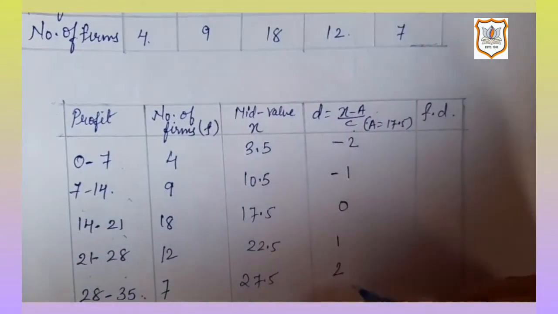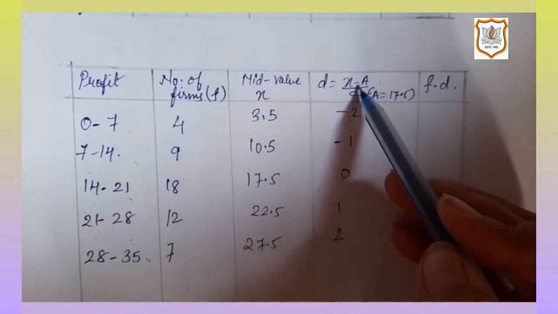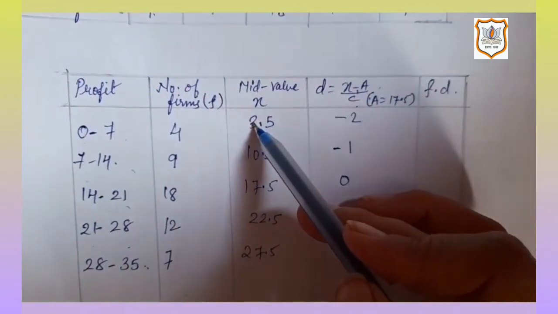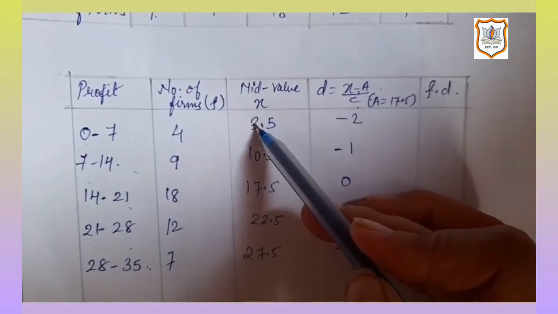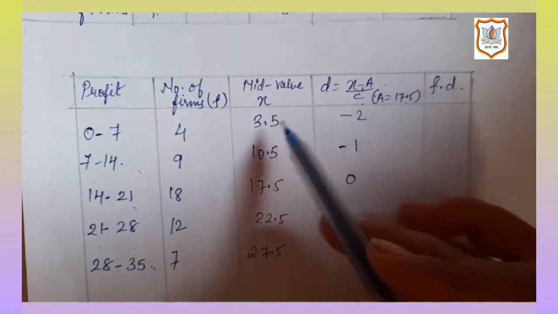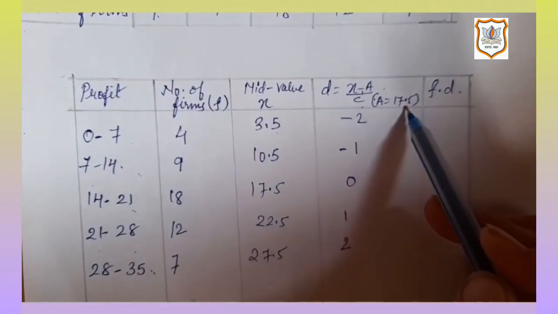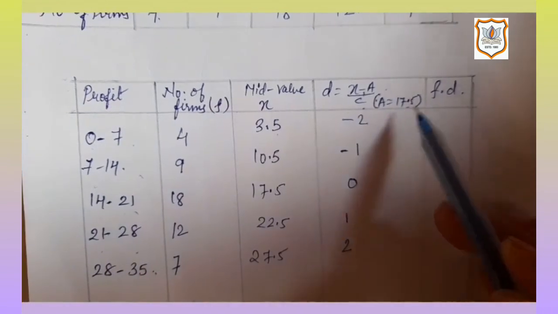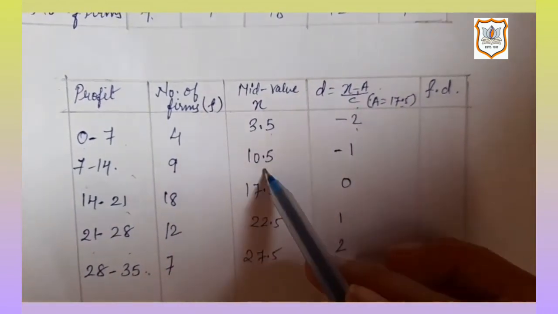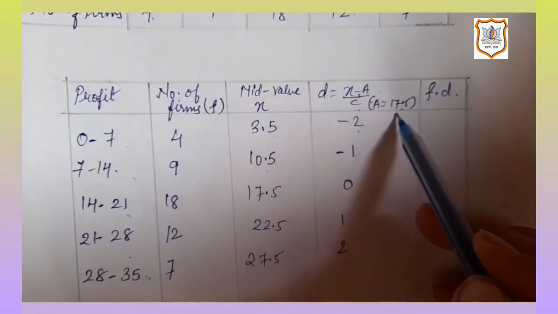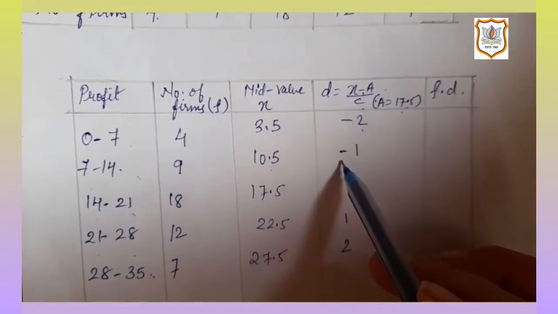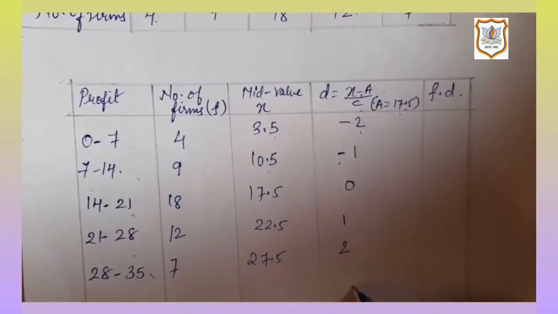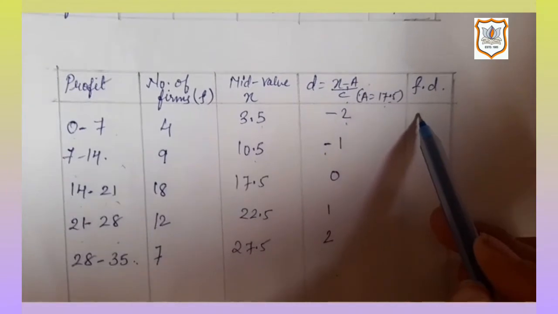I have found the deviation with the help of this formula, x minus a. Here first x is 3.5, a I have assumed 17.5. So 3.5 minus 17.5 and class length is 7. Divided by 7, that gives you minus 2. 10.5 minus 17.5 divided by 7 gives you minus 1. And so on. Now we are going to find fd.